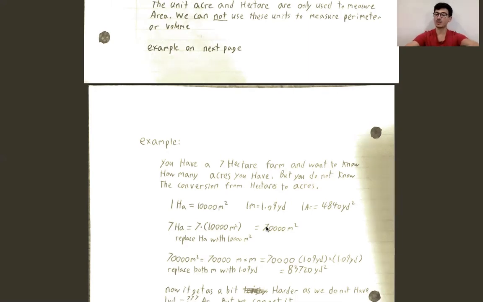So now we want to go from meters squared to yards squared. So we're going to break this down to 70,000 meters times meters. And we're going to replace each of these meters with 1.09 yards. So now I have 70,000 times 1.09 times 1.09.